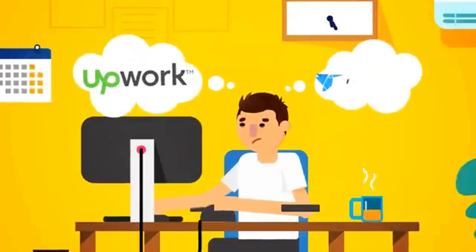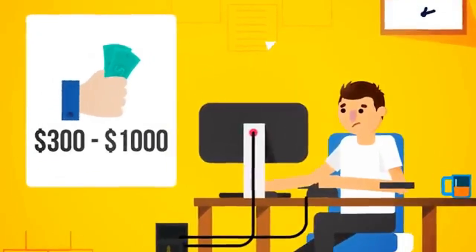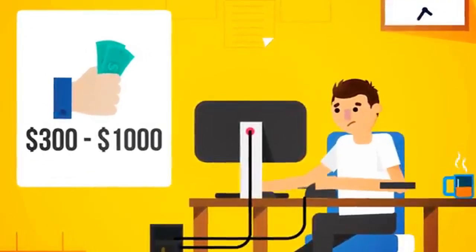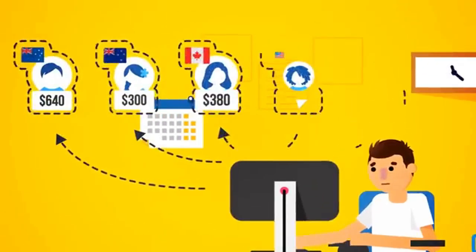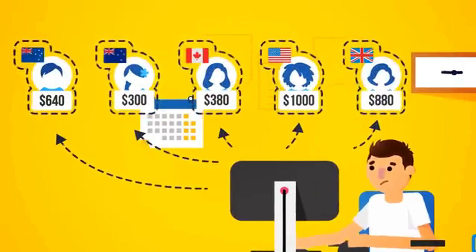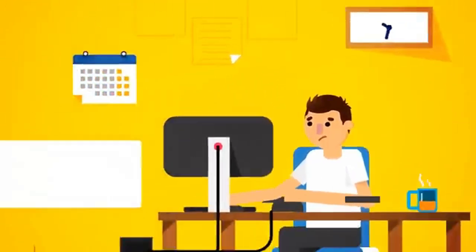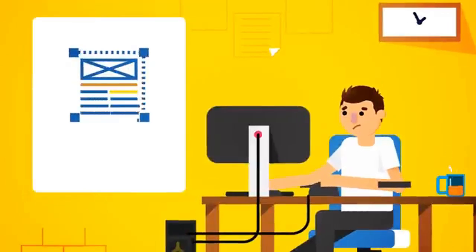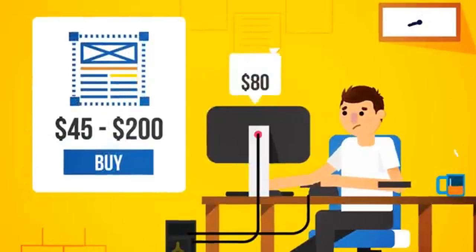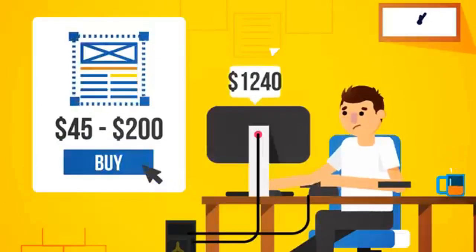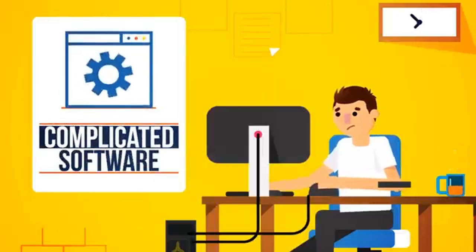If you were to outsource it through sites like Upwork or Freelancer, it would cost you anywhere from $300 to $1,000 for someone to create just one ebook that didn't look like it was made in 1998 and was written in proper English by a native English speaker. Or, route number 3, stock templates. A search online will find you ebook templates that would cost you between $45 and $200 a piece. If you're looking to create a few ebooks a year, that cost will add up fast. Plus, you'll still need to learn and be able to use complicated software to edit them.